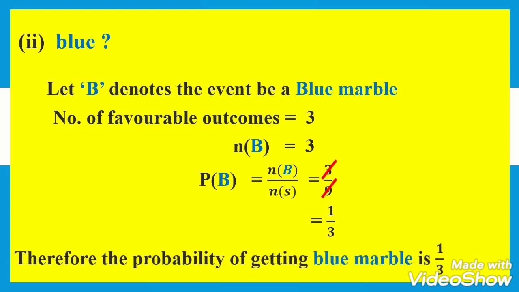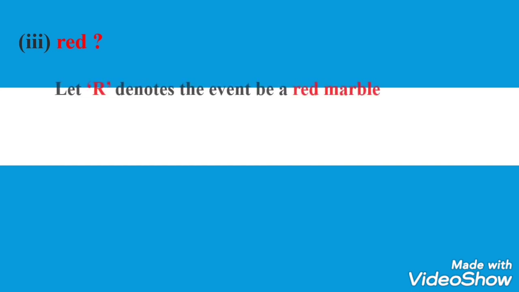And next we find out the probability of what color? Red marble. I mentioned the red color. Which letter do I have to take to mention this? You guess. Yes. Let R denote the event of a red marble. So I have to mention the capital letter R for this red marble.